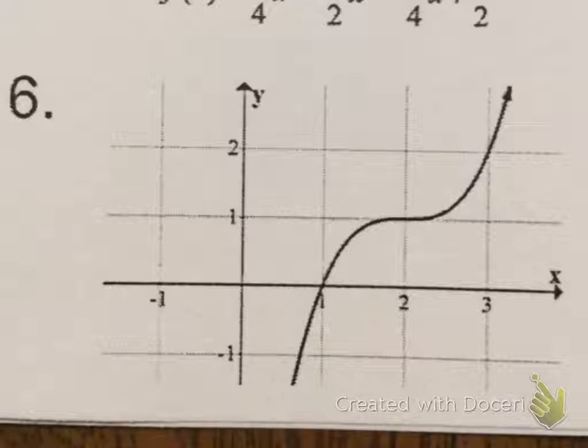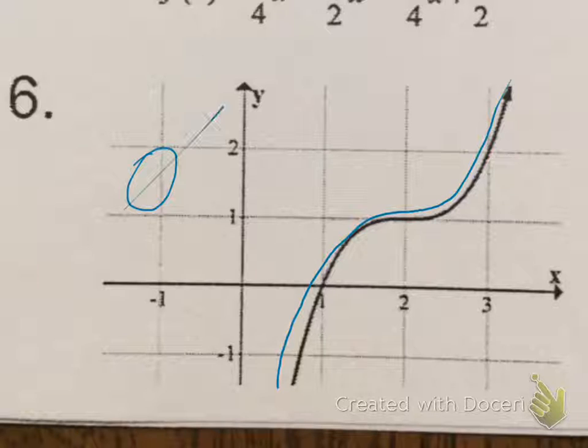All right, maximums or minimums on this. So I said change of direction. So let's look at this. We're going up, up, up, up, up, and up. So we did not change direction here at all on this graph, so we do not have a maximum or a minimum.